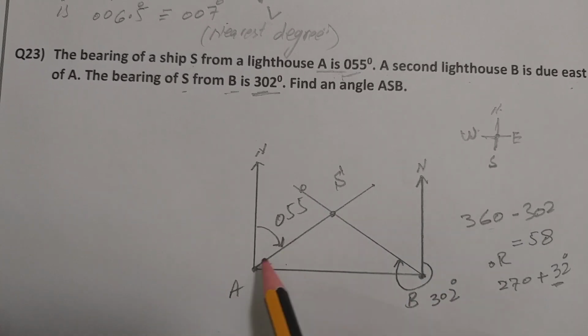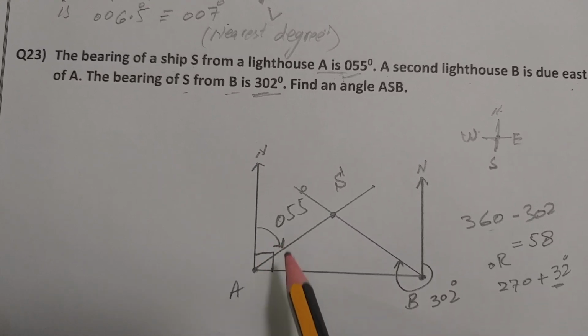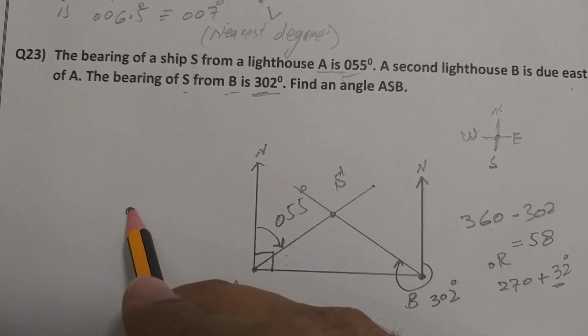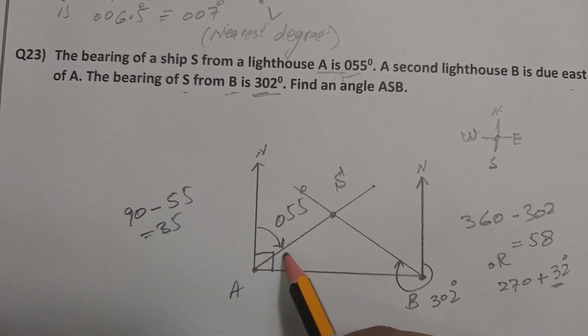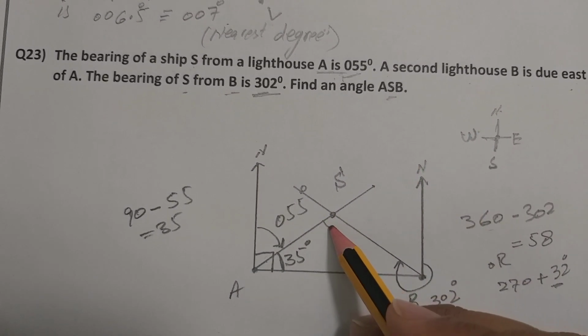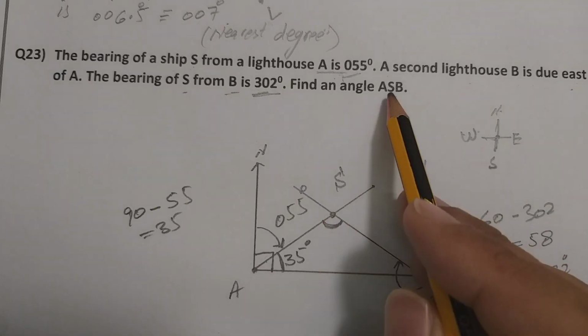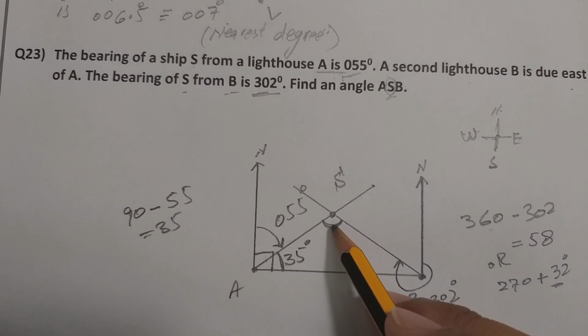Now this is 55. We know that this complete angle is how much? 90 degrees, but we are given up to here, so the line cuts the 90 degrees at the angle 55. So how much is left here? 90 minus 55 gives you 35. It means this angle is 35 degrees. Now we need to find actually angle S, because the angle always stands in the middle letter. So this is angle S.